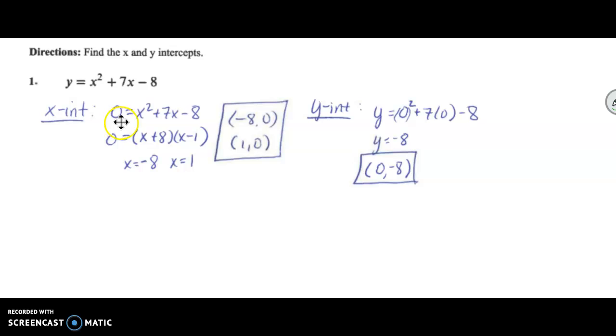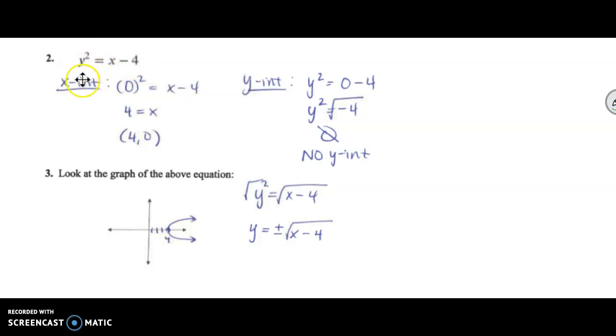If you're solving for the x-intercept, we set the equation equal to 0, and really what we're doing is setting y equal to 0. In this problem, we factor to x plus 8 and x minus 1, and we solve. So there are 2 solutions, meaning there are 2 x-intercepts at -8 and +1. For the y-intercept, x is equal to 0, so we substitute in 0 for x and evaluate from there. It turns out y is equal to -8, so the y-intercept is at (0, -8).